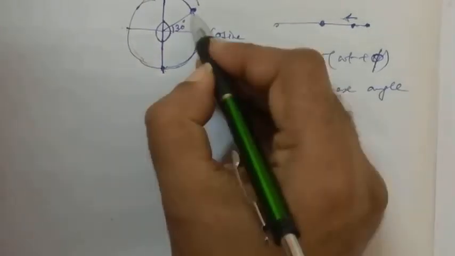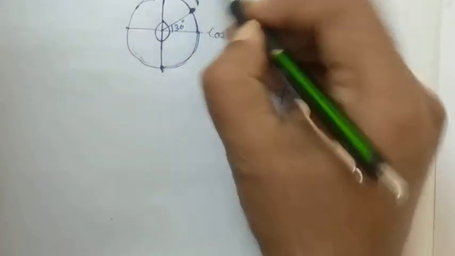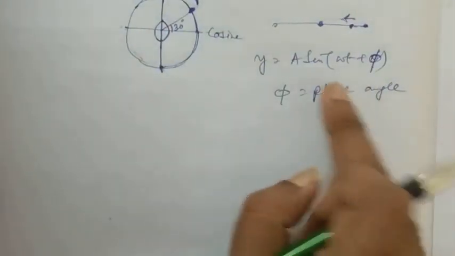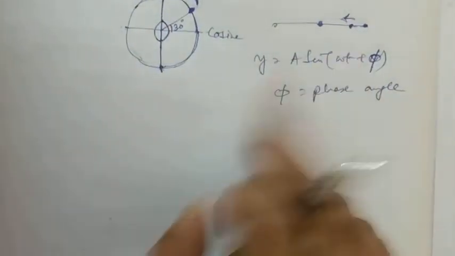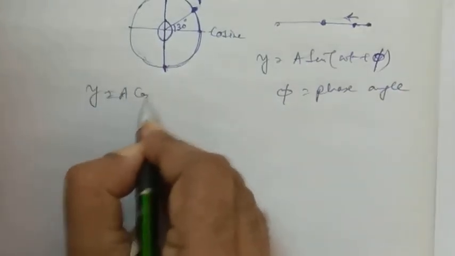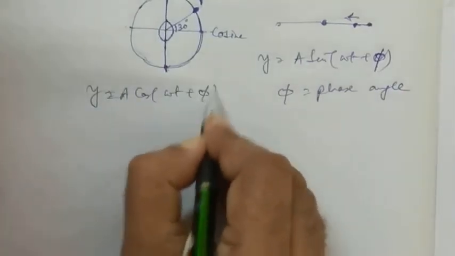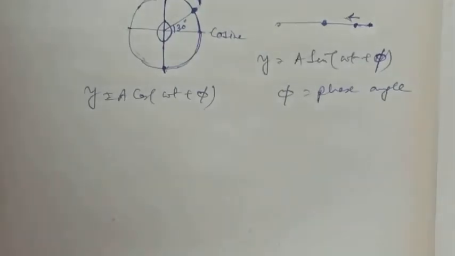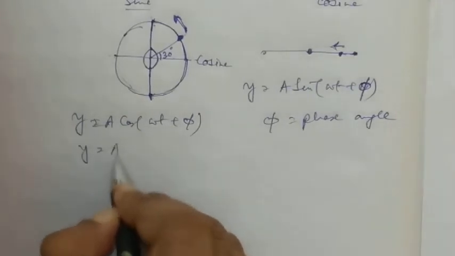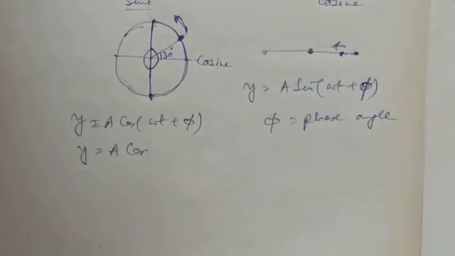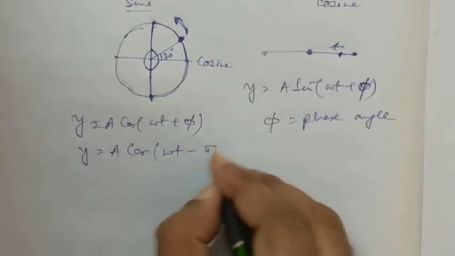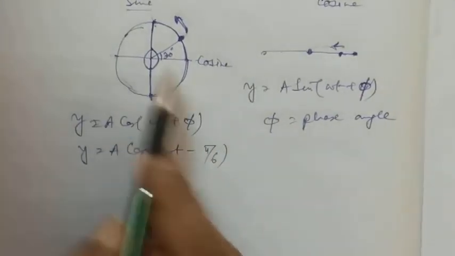The particle starts from here and is moving towards the mean position. We can write the equation with respect to the sine and cosine as well. Cosine means a cos of omega t plus phi. Now first try to write it with the help of a cosine equation. Y is equal to a cos of omega t minus pi by 6. 30 degrees means pi by 6.